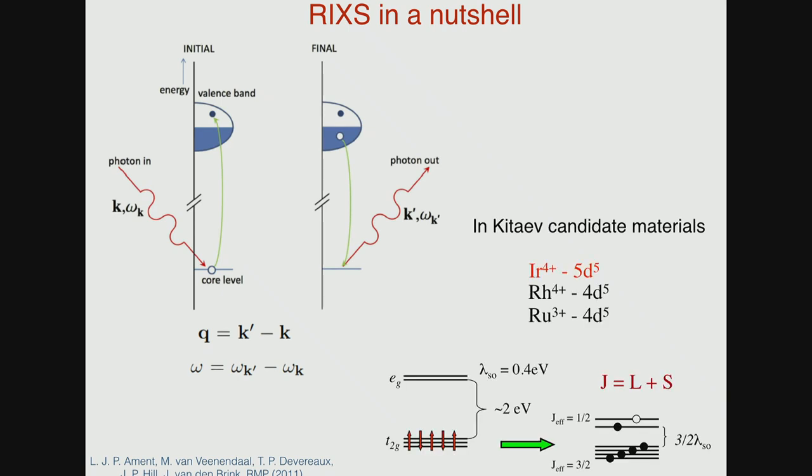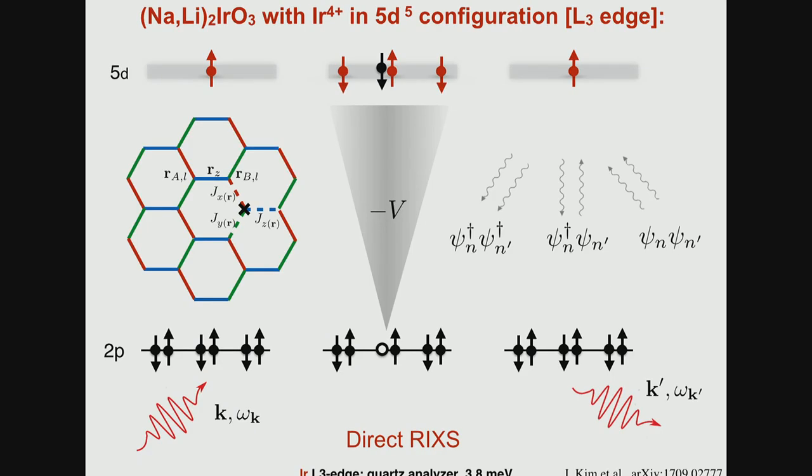If we look at sodium iridate, how can we think about this? In this case we have a direct RIXS process, and this is the L3 edge. At the iridium L3 edge, the resolution is not bad, about 3.8 millielectron volts. The core electron is excited directly into the 5d level, and then the final state in the spin-conserving channel is such that the spin in the 5d channel remains the same. That's why it's called spin-conserving. So we do not excite any fluxes, but instead we can excite Majorana fermions. At zero temperature, we can only excite two, four, and so on Majorana fermions. But at finite temperatures, other processes are possible.